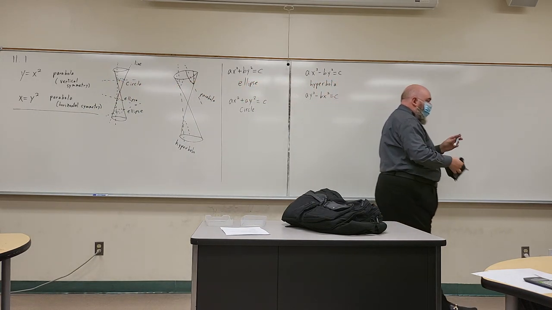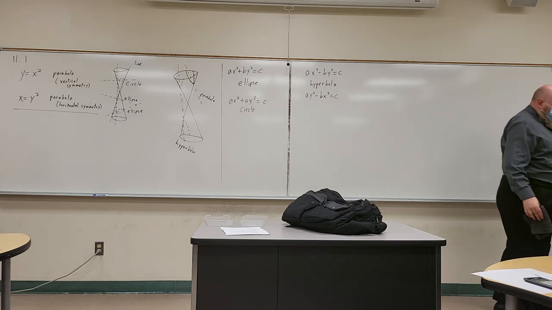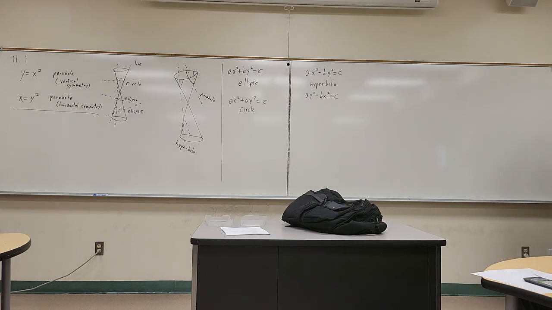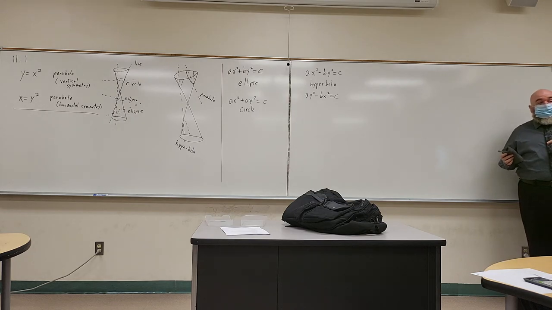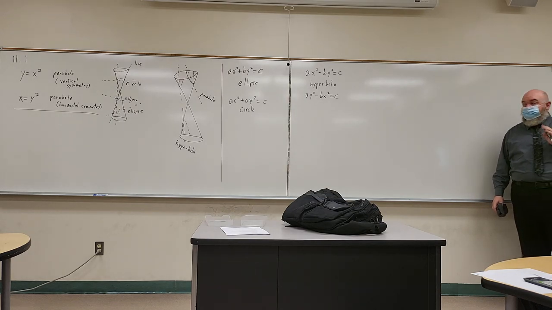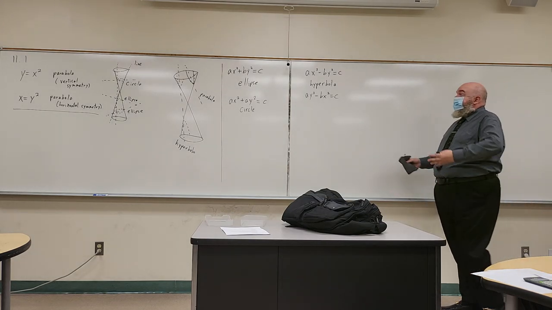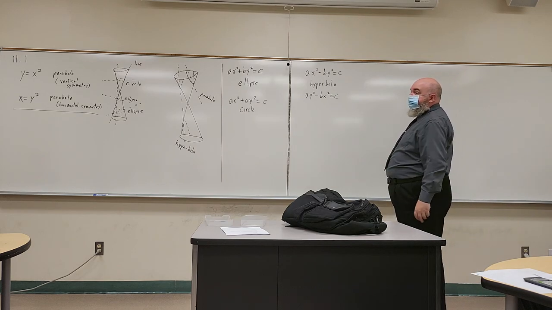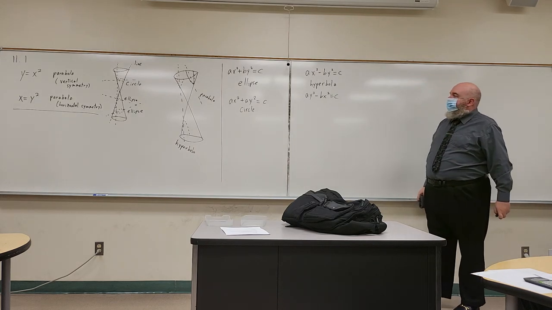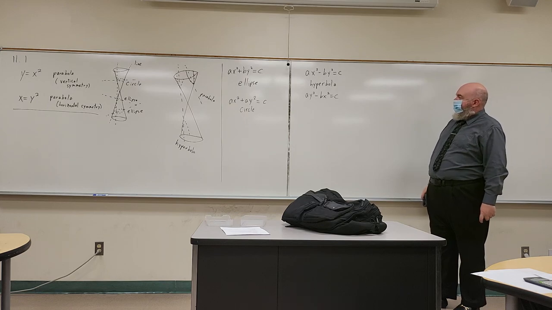But you do want to bear in mind, if one of them is squared, that's a parabola. If they're both squared and they both have the same sign, that's an ellipse, or perhaps a circle. If they're both squared and they have different signs, that's a hyperbola. That's how you want to categorize them. Okay.